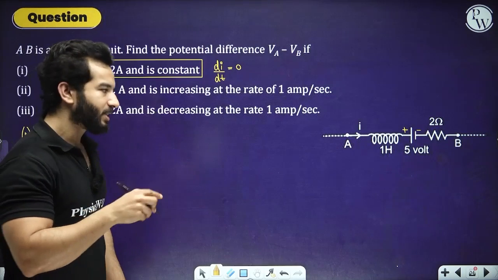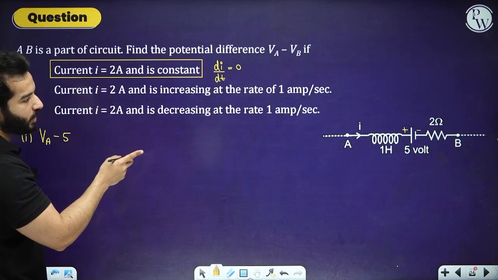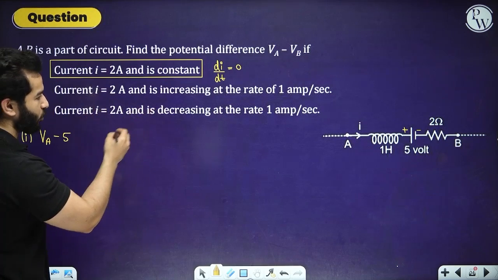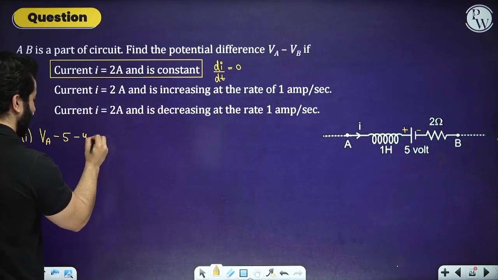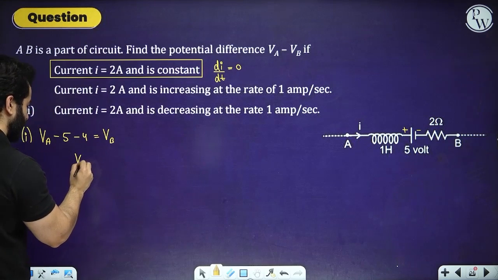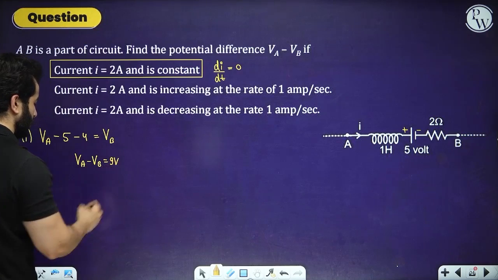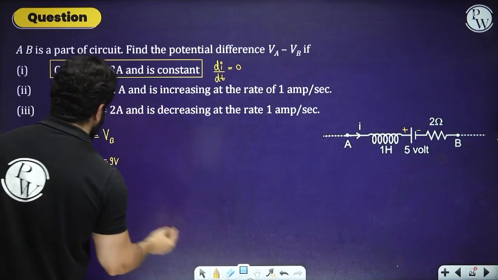Then we have got a resistor. Across a resistor we always write a potential drop. If we move along the current, which is actually 2 ampere, then 2 times 2 is 4 and equals to, whenever we get to another point we write it on the other side. So that means VA minus VB is 9 volt. So for the first one the answer is 9 volt. Alright.